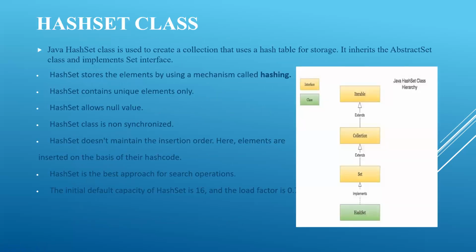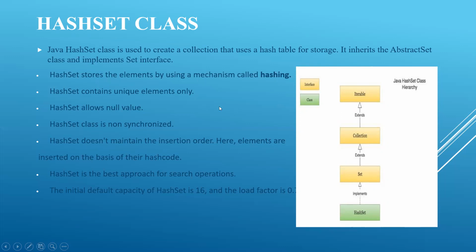Then the next class is the hash set class. This is a class which is implemented from the set interface, which is extended from the collection interface. Here we are having a collection interface which is extended by an interface called set, and which is implemented by a class called hash set.